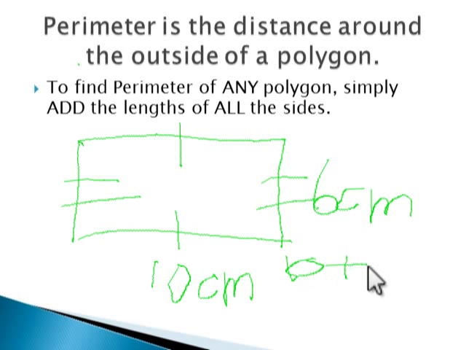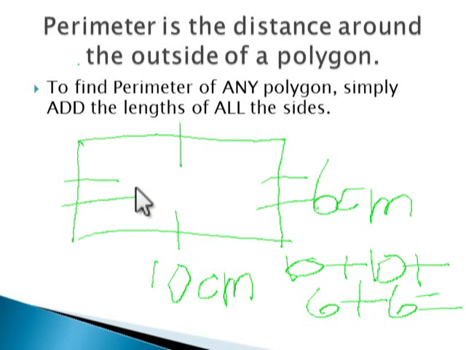plus 10, sorry, I'm new at this, plus 6 plus 6, and then of course that would equal 10, 20 plus 12 is 32. Oops, that's a pretty bad 2, but you get it. 32 centimeters for the perimeter.